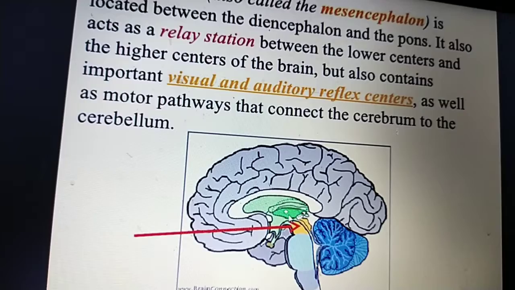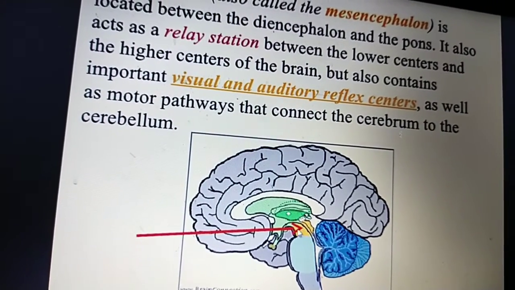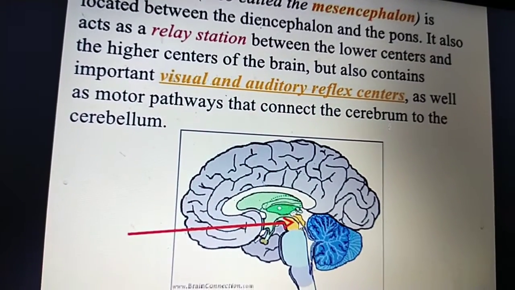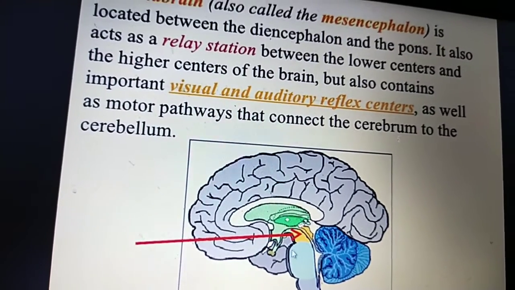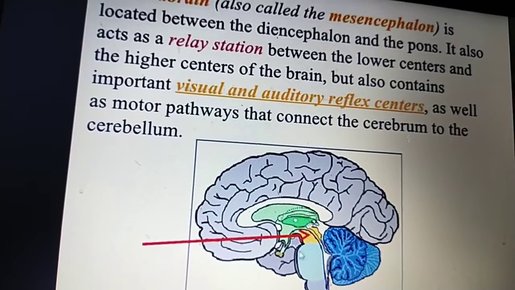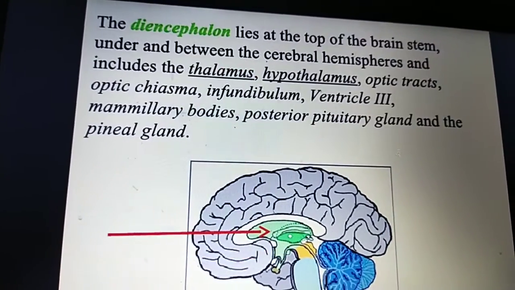And this is present between the diencephalon and the pons. The midbrain mainly contains two important centers. One is the visual center, the optic chiasma and optic nerve radiation, everything is present in here, and the auditory reflex center. Okay, we can go for the next slide.